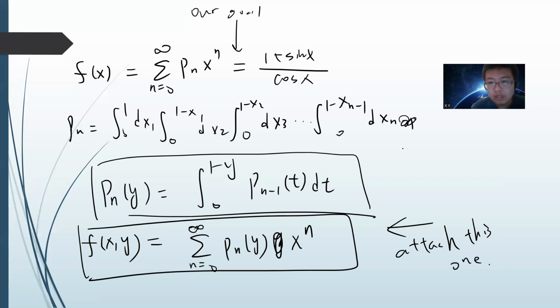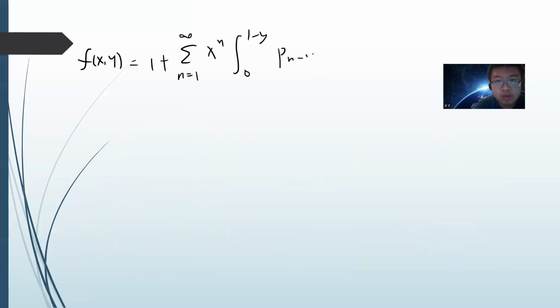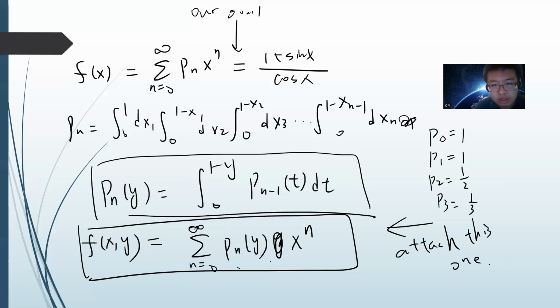And obviously one can easily compute the first ones. Let's define p0 and p1 to be 1, p2 is half, and p3 is 1. We already computed these. Okay, so let's work on this. Let's write f(x,y) to be 1 plus the sum over n of x^n times the integral from 0 to 1 minus y of p_{n-1}(t) dt. This comes from this definition.